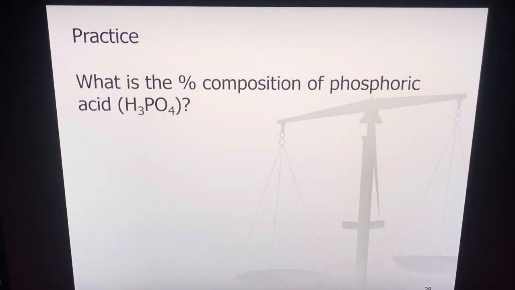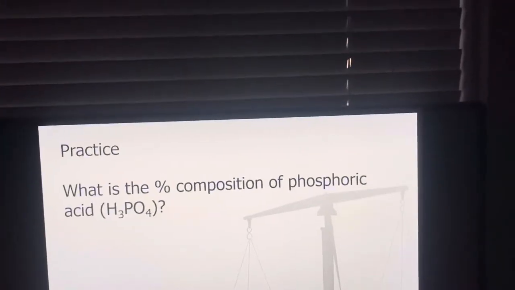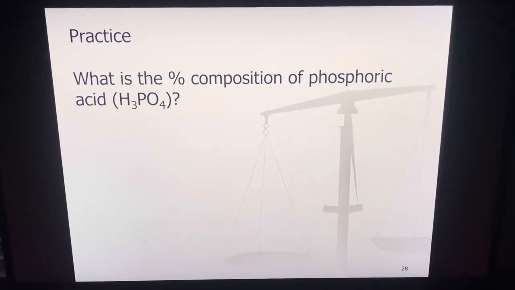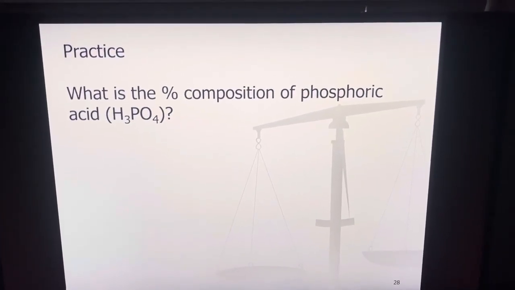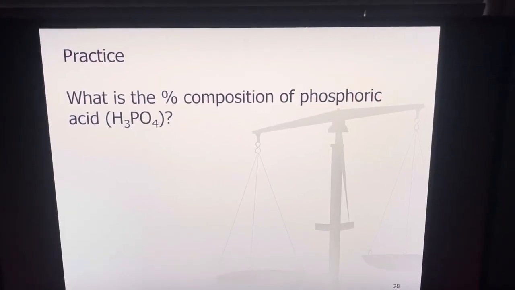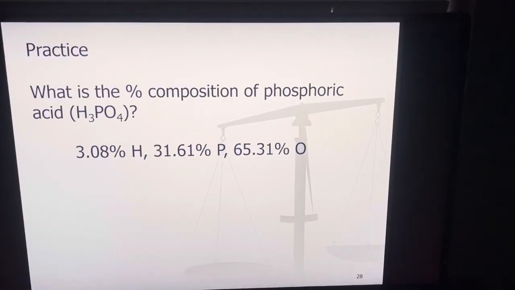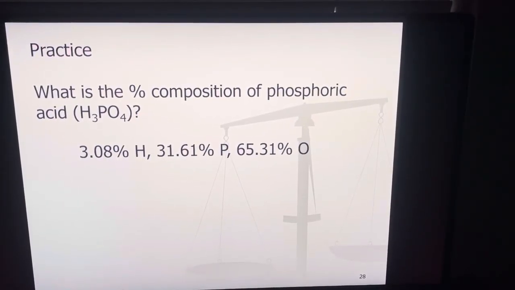So here are some practice problems that you're going to work on after the notes are over. You are going to determine the percent composition of the hydrogens, the phosphorus, and the oxygen in phosphoric acid. And that's the answer, but I'm going to need to see the work on your notes, okay? So don't just give me the answer.